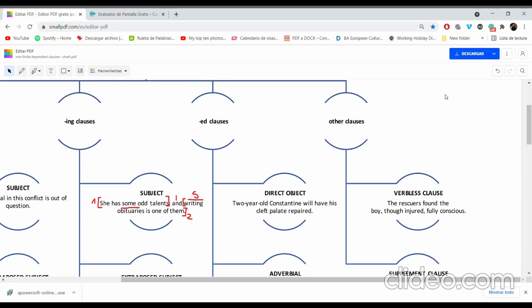Well, ed clauses, which are also called past participle clauses, are integrated in the clause as direct objects, adverbials, or noun post modifiers. So ed clauses can have only these three syntactic roles within the clause. Please note that not only words that are regular past forms, I mean ed words, are the ones included in ed clauses. Please remember to pay attention also to irregular verb forms.